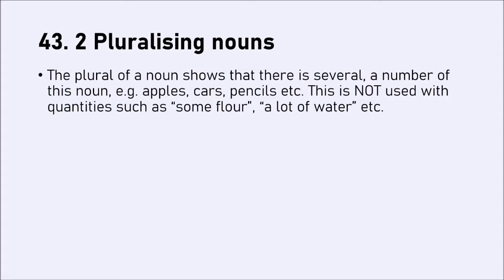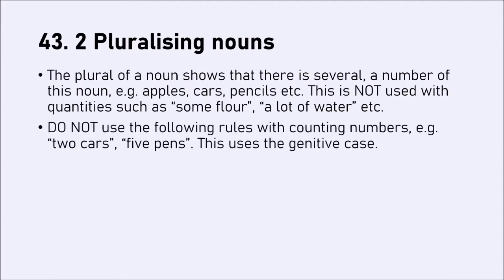Now, one important point, and I have to make this clear: do not use the following rules that we're going to see for pluralizing nouns with counting numbers. So in other words, when you're counting 2 cars, 5 pens, and so on. And in fact, it's not just numbers, but any words that talk about quantity. So a lot of, or many, or even no, when there is an absence of something. There we have to use the genitive case. And we're going to learn this very, very soon. This is a future lesson. For now, though, we're going to look at pluralizing nouns when they are the subject of the sentence, okay?